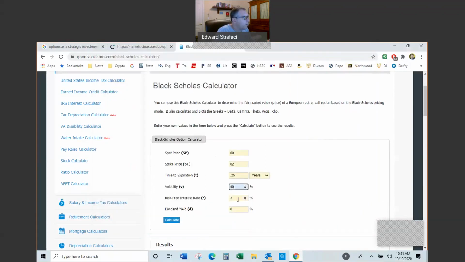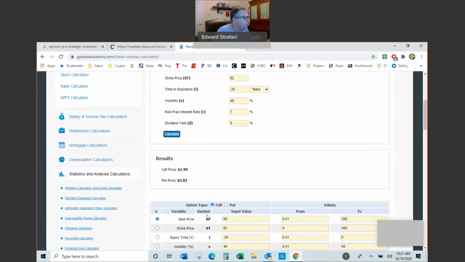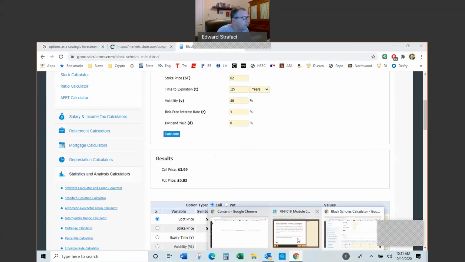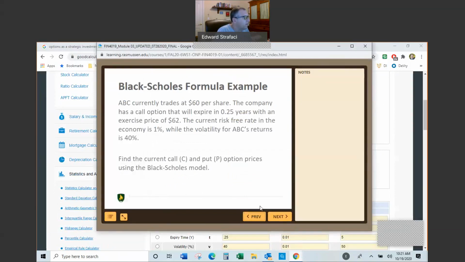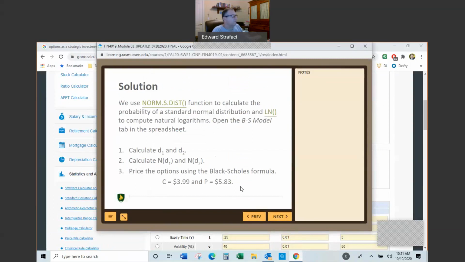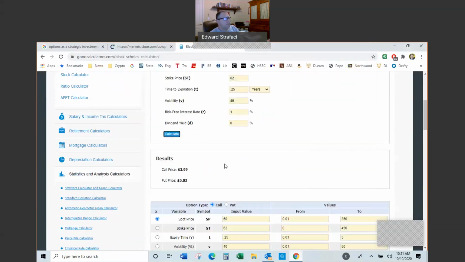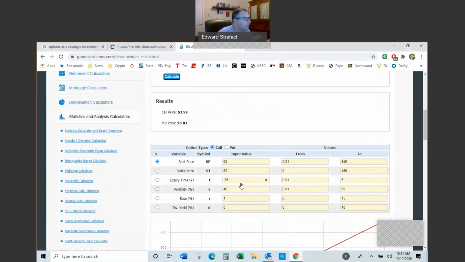Let's see if our thing is accurate. Delta is a call price of $3.99 and a put price. There's a ton of these calculators. Notice you can change the input value. If I change it to 61, I get a little bit of a different price because the strike is actually a little higher and it's going to make my call worth less, but it makes my put worth a little more. If the stock goes to 100, well, what would we expect?